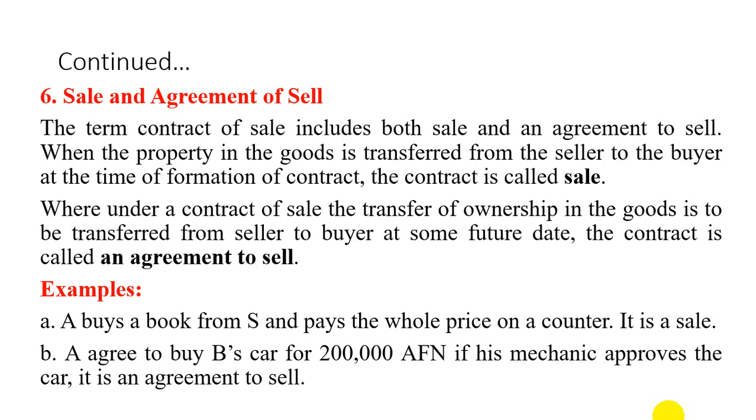The contract is called an agreement to sell. See the examples. A buys a book from S and pays the whole price on the counter.